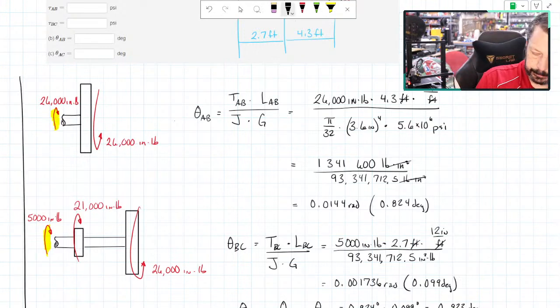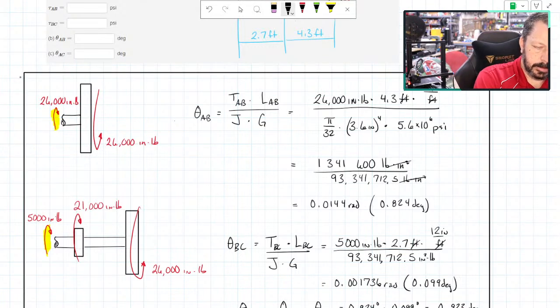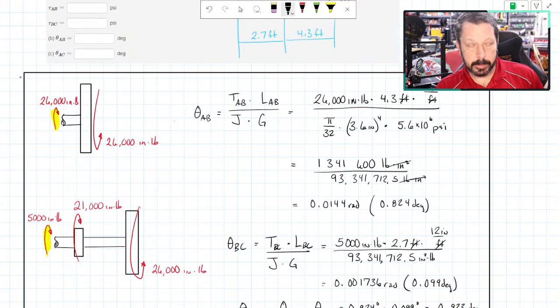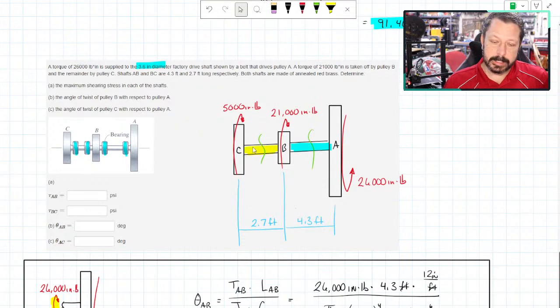So that's how you would do the combined angle of twist. You can't just try to figure out from A to C all at one time, because you have two different internal torques. The little blue section has a different internal torque from the yellow section. So you have to do them piecewise and add them together.